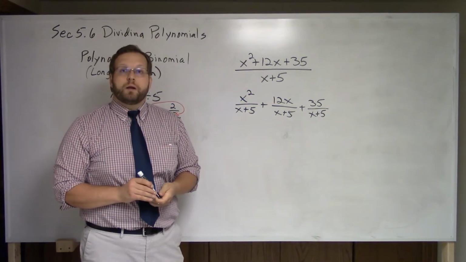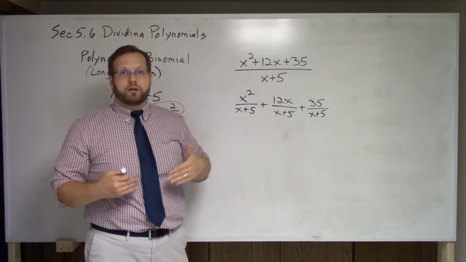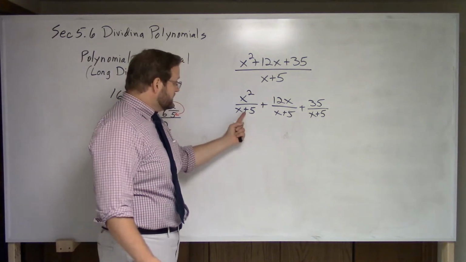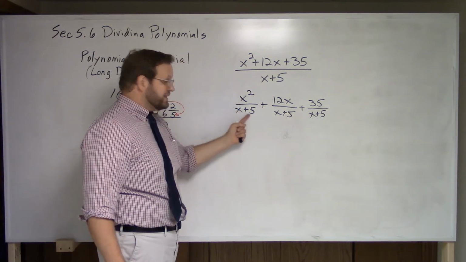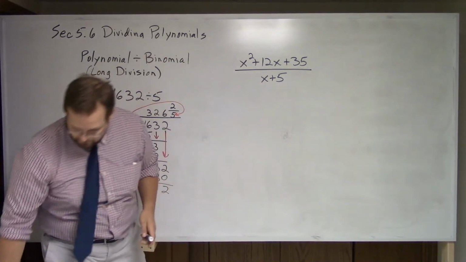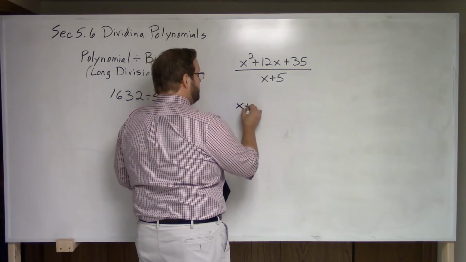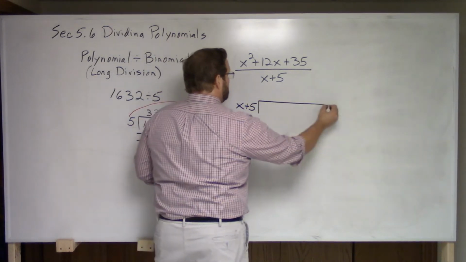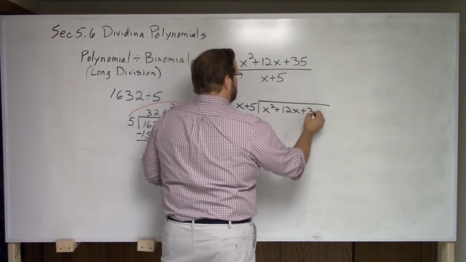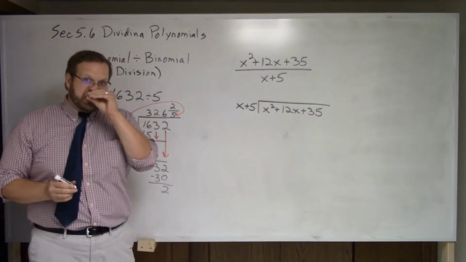Okay, so when we have 2 terms in that denominator, we need to think of long division. Okay, so again, there's nothing we can do with this because these x's can't reduce because this is an x plus 5. So this is useless. If we do the long division, I have x plus 5 as my divisor, and I have x squared plus 12x plus 35.